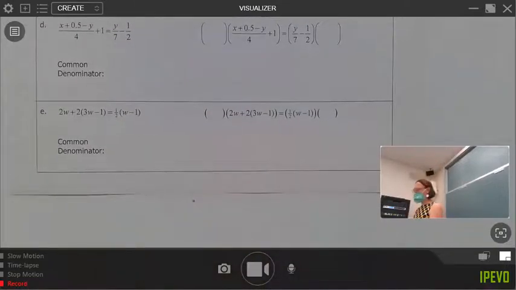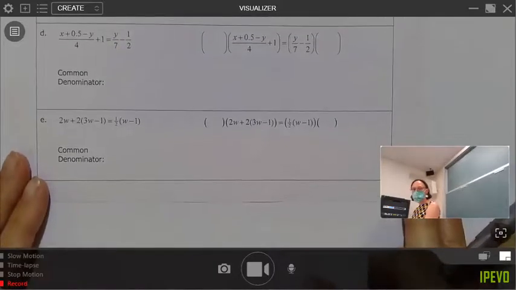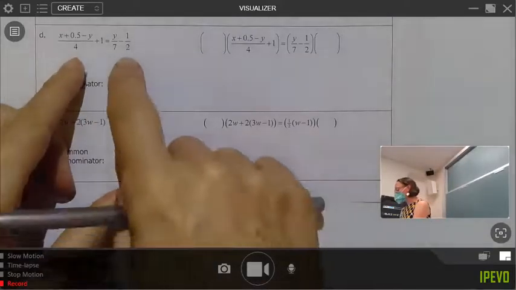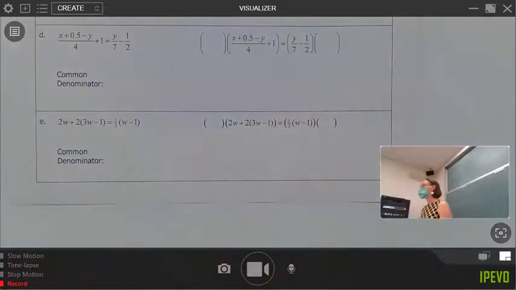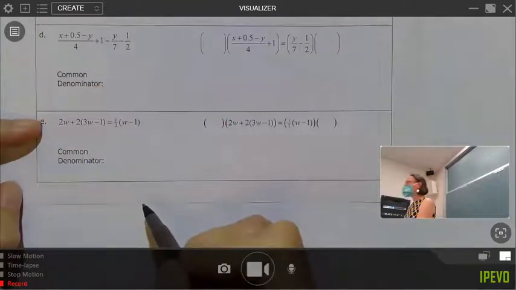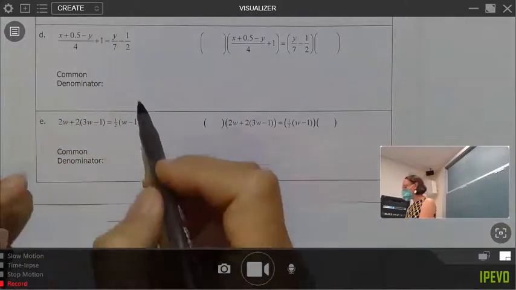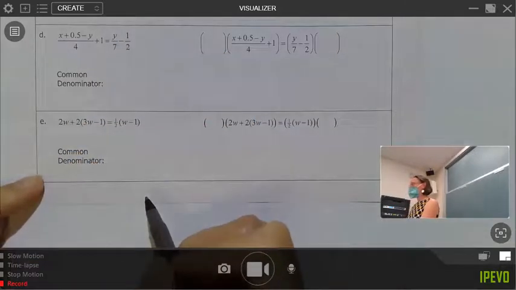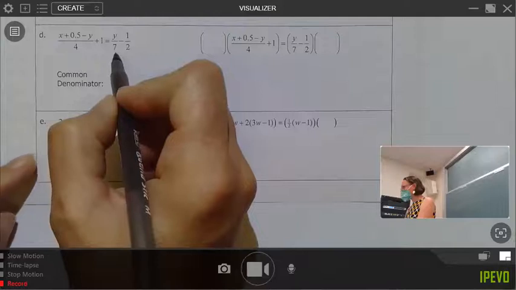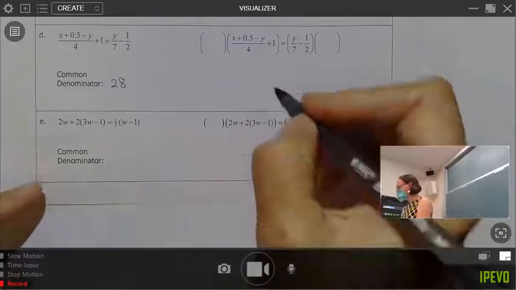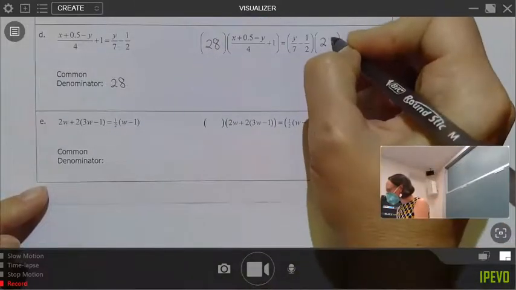Let's go ahead and finish off D and E here. I think we got time. So if I look at D, I've got a 4, a 7, and a 2. So if I were going to find the common denominator, the 4 is 2 times 2. So I for sure need two 2's and a 7, but two 2's and a 7 will take care of that 2 over there. So 4 times 7, that's 28. So I would multiply both sides by 28.